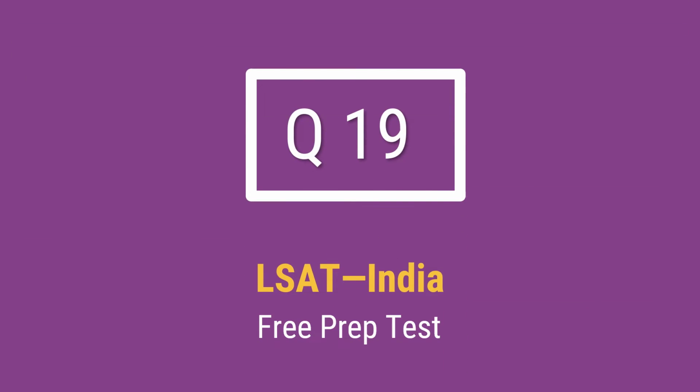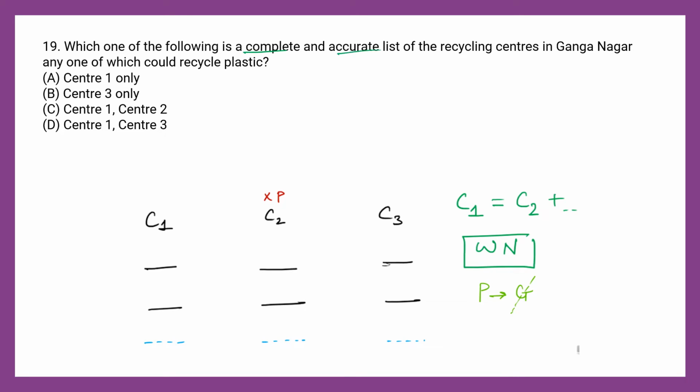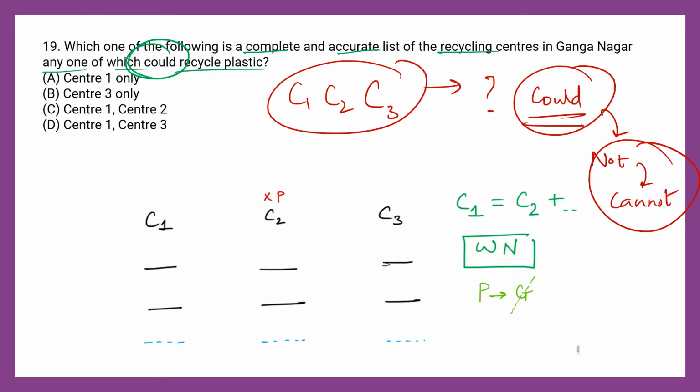Question number 19. Okay, which one of the following is a complete and accurate list of the recycling centers, any one of which could recycle plastic? Look, this question is asking you which ones could recycle plastic. So out of the three centers, C1, C2, and C3, which ones could, right? The ones that could recycle are the ones that are not the ones that cannot.